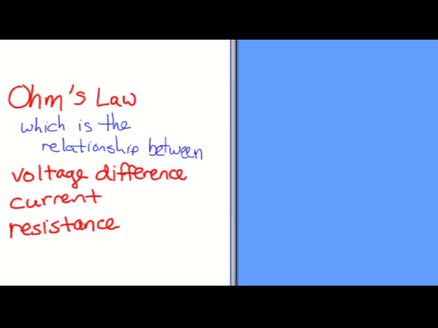When looking at these in a circuit, voltage difference is measured in volts and receives the symbol capital V. Current is measured in amperes, or amps, and gets the symbol capital A. And resistance is measured in a unit known as ohms and gets the symbol omega, which is a Greek letter.